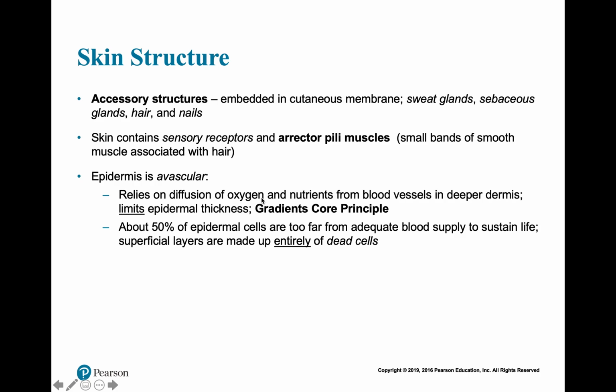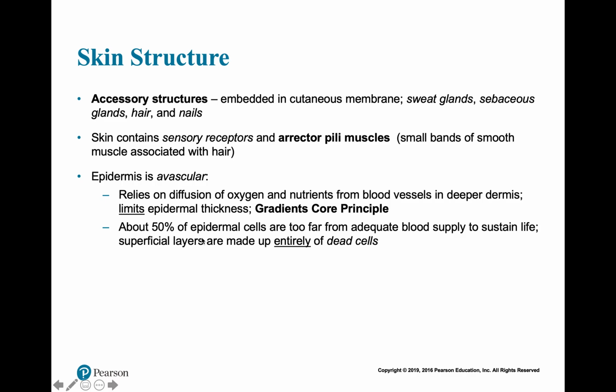And so diffusion of oxygen and nutrients from the blood vessels in the dermis, that diffusion will go up, follow its gradient, and diffuse upwards to the epidermis above. And so that's how the cells of the epidermis get oxygen and nutrients. It's through diffusion from the blood vessels in the dermis.